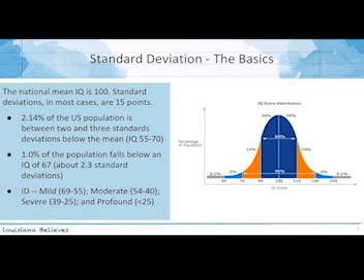The national mean IQ is 100 and standard deviations in most cases are 15 points. About 2% of the US population is between 2 and 3 standard deviations below the mean, or have an IQ of 55 to 77. 1% of the population falls below an IQ of 67, or about 2.3 standard deviations below the mean. I want to highlight this 1% of the population falling below about 2.3 standard deviations because it's a significant reference point as we look at the eligibility criteria for participation in the alternate assessment.